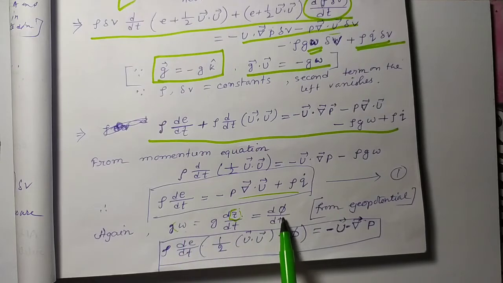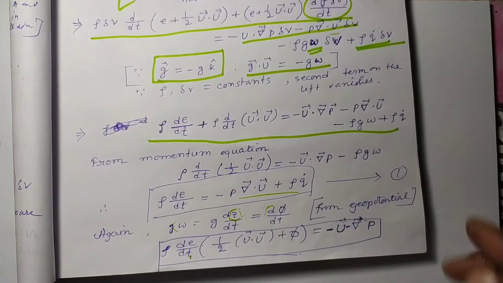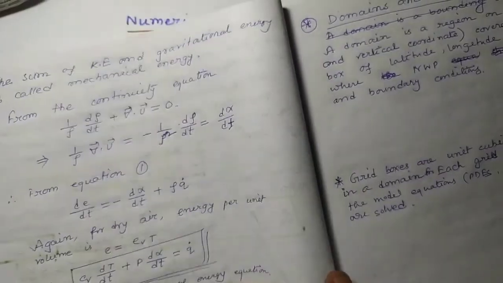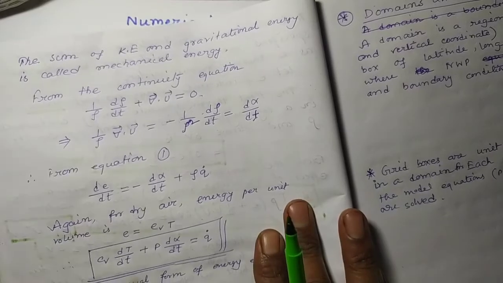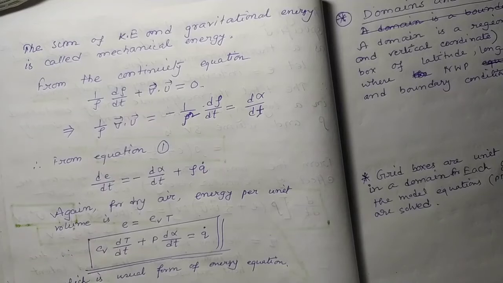That's why it is d phi/dt multiplied by G. Now here, if we put this value, then d/dt comes out, and d/dt of half U dot U plus phi equals minus U dot grad P. From these two equations, the sum of these two is the mechanical energy.